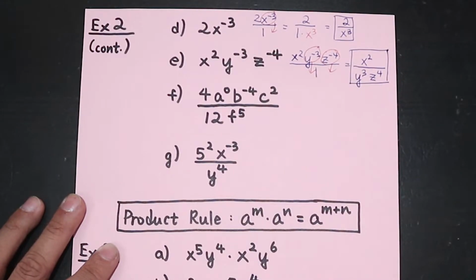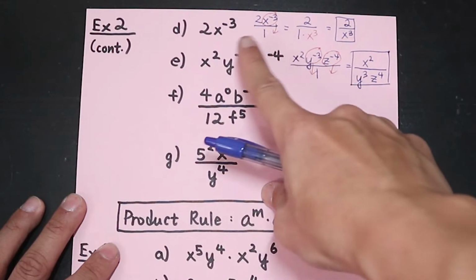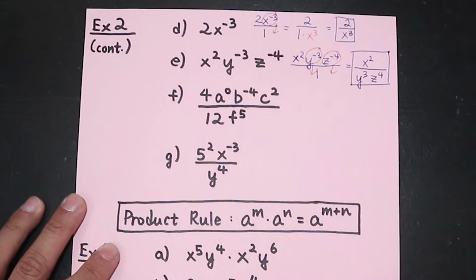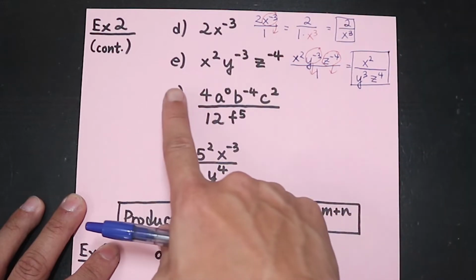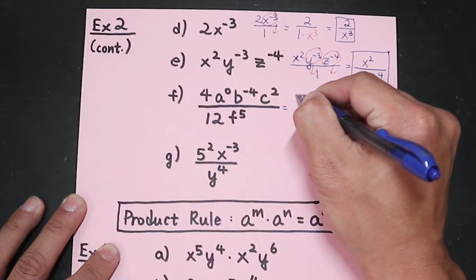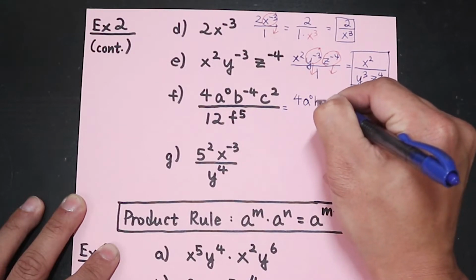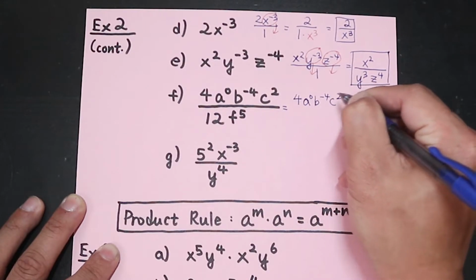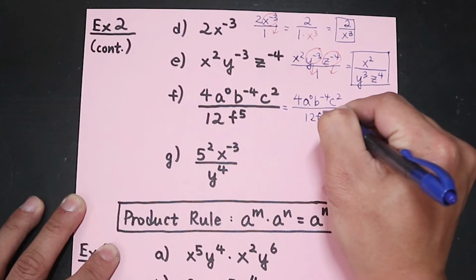You see, it's just like a little game of switching all the negatives to the other side of the fraction to make it positive, okay? Now, what about part F? So let's take a look, okay? So we're going to rewrite the problem. So 4a to the 0, b to the negative 4th, c squared, over 12f to the 5th.